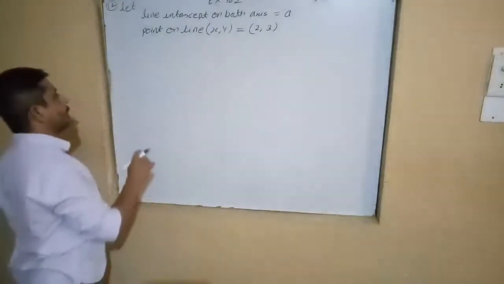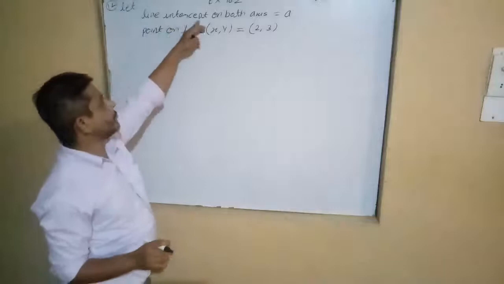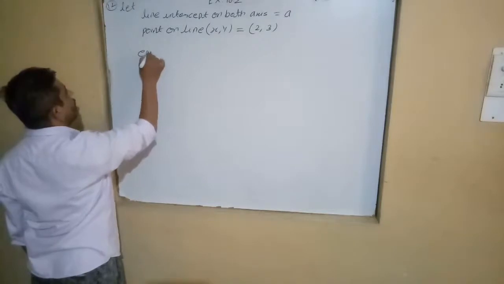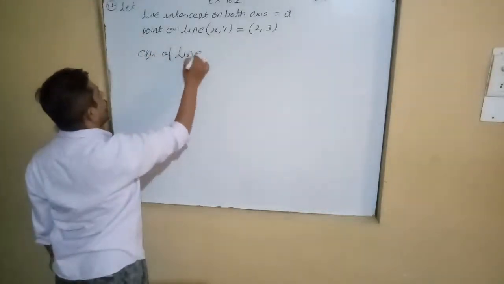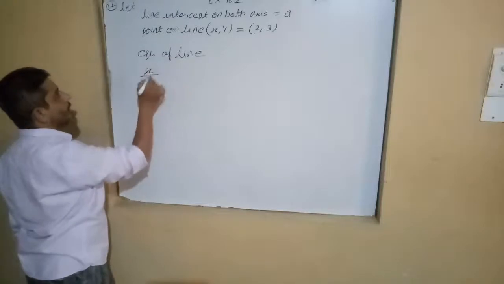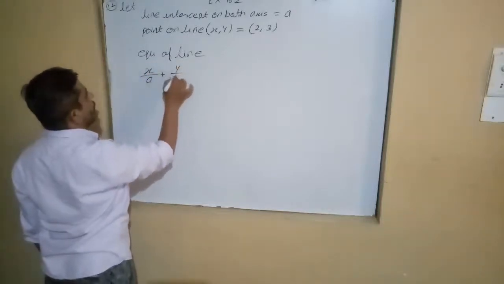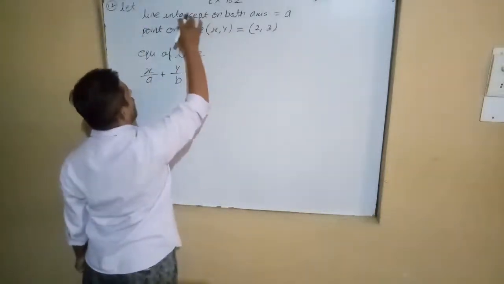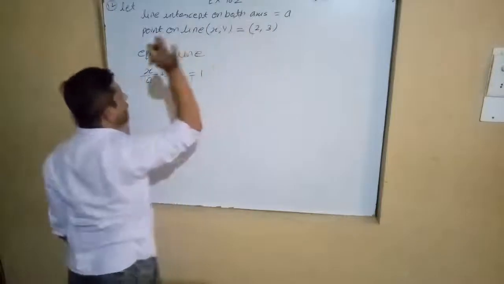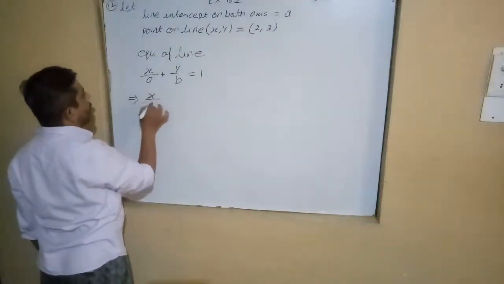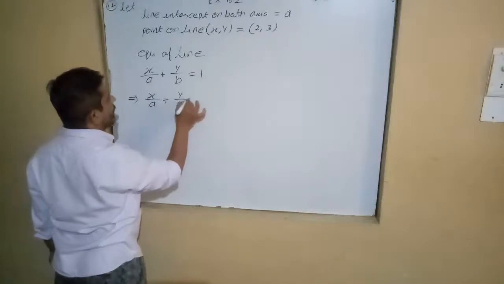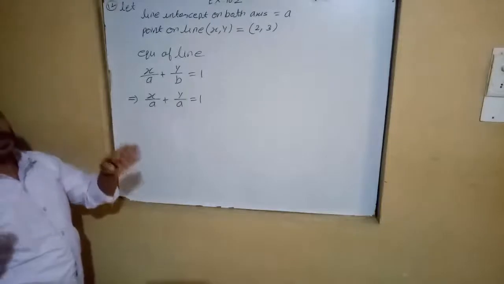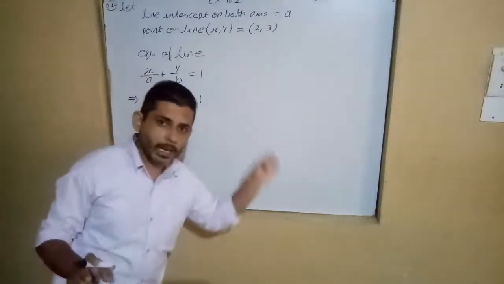We have this information. So first we apply here the intercept form of line. What is the intercept form of line? Therefore the equation of line is x upon a plus y upon b is equal to 1. Now according to the question, the line intercepts both axes at A. So we can write x upon a plus y upon a is equal to 1. Now this is the equation of line which cuts equal intercept on both the x and y axis.